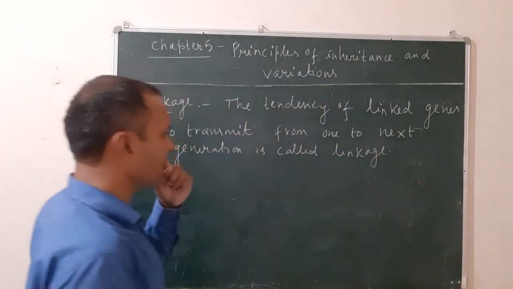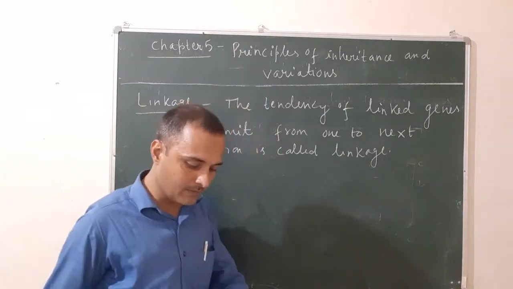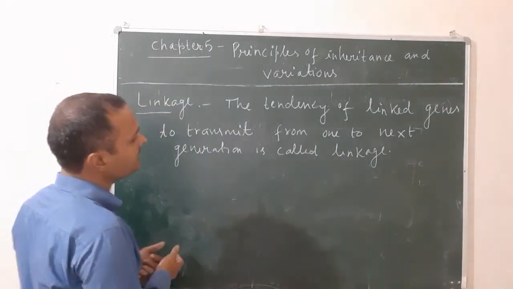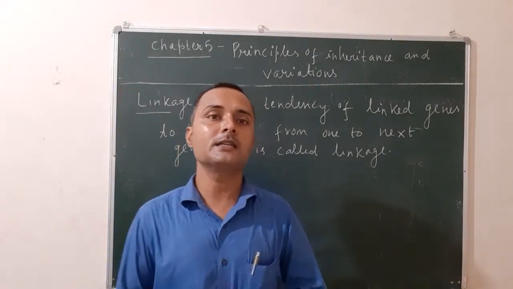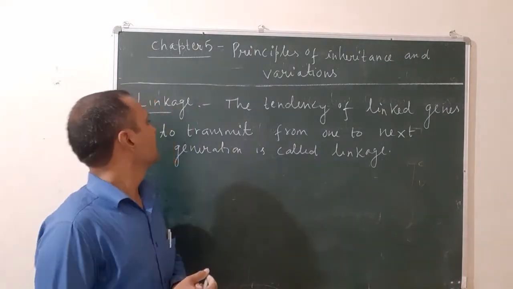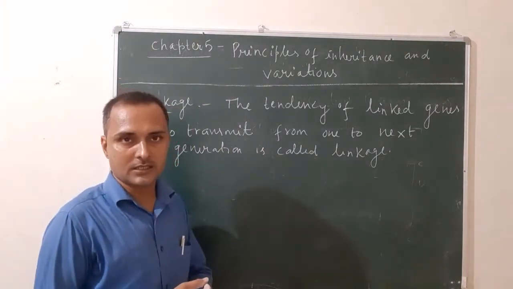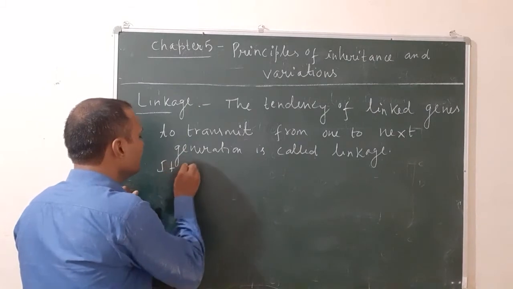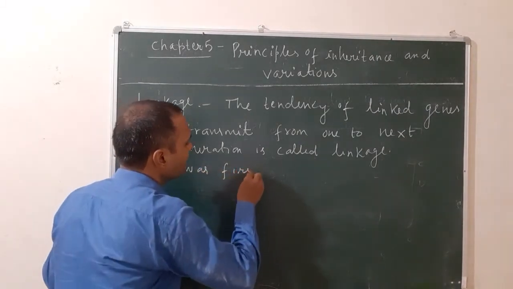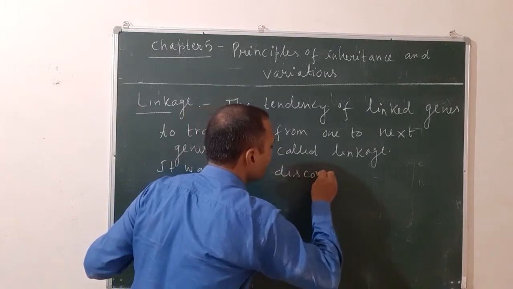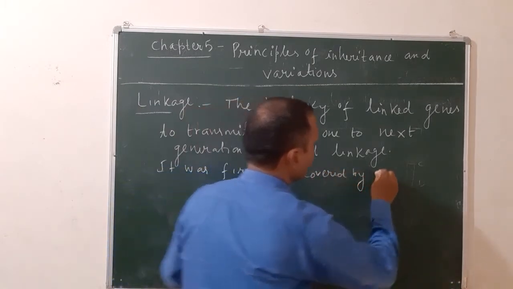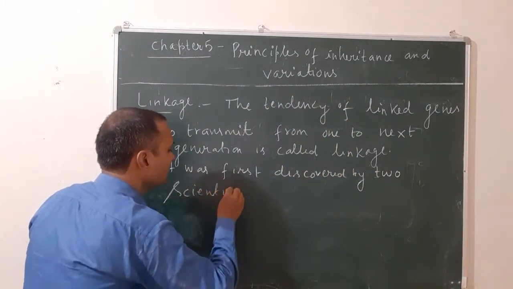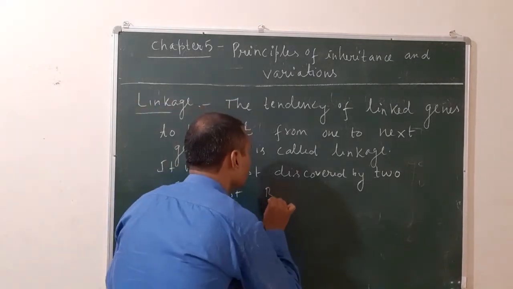Linkage was first discovered by William Bateson. It was first discovered by two scientists, Bateson and Punnett. Once again, what is linkage? The tendency of linked genes to transmit from one generation to the next is known as linkage. It was first discovered by two scientists, Bateson and Punnett.